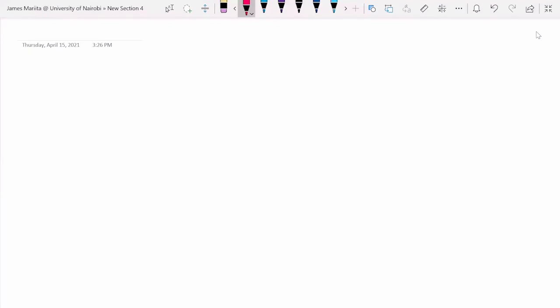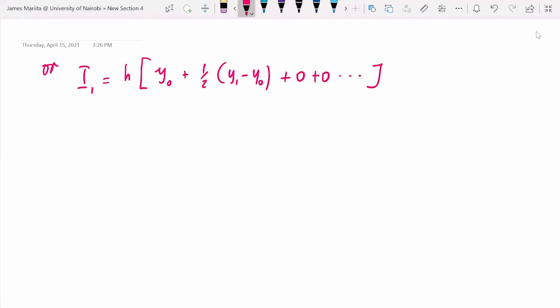So that will be the same as, or we can say I1 is equal to h times y naught plus a half y1 minus y naught plus 0 and so on. Now, this is the case because the curve passing through the points x0, x1 up to xn is a polynomial of first degree. And therefore, the differences of order higher than the first one vanish. So that's why we have these zeros.